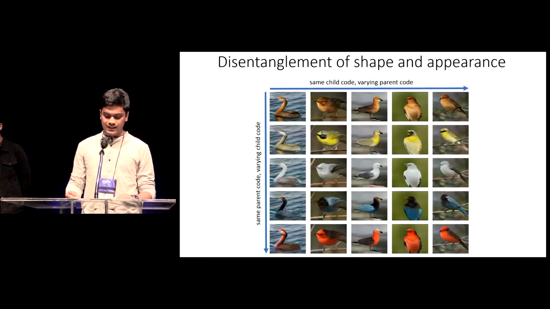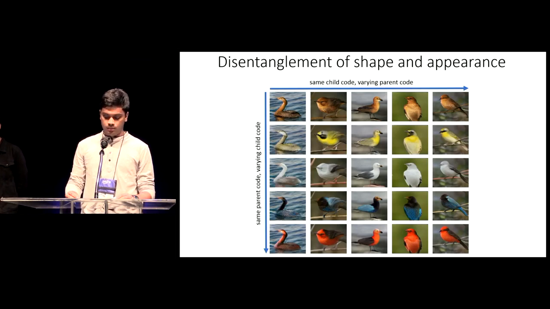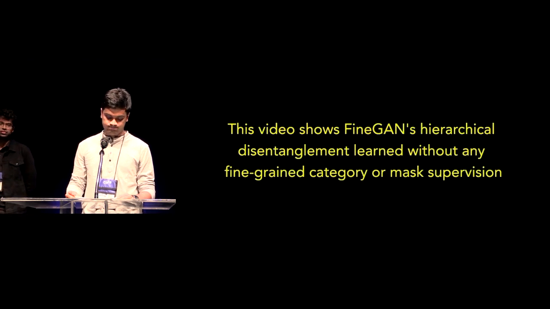This result more clearly illustrates the disentanglement learned between shape and texture features. Across the rows, the child code remains the same, resulting in differently shaped birds having the same texture. Along the columns, parent code remains the same, resulting in birds having different texture but the same shape.